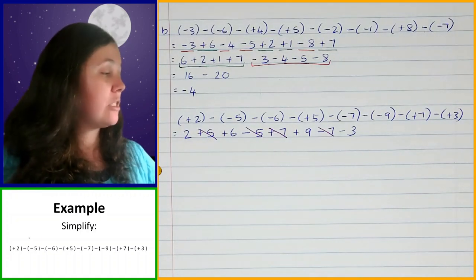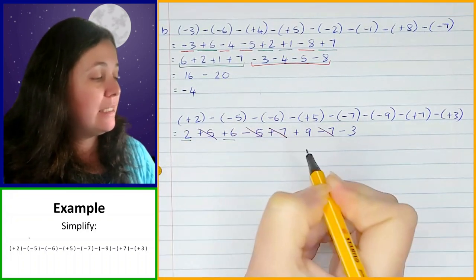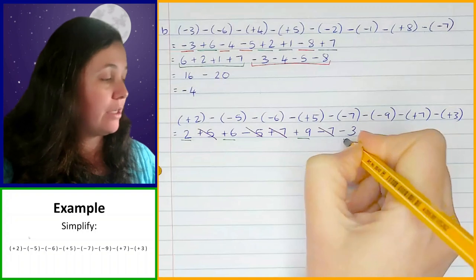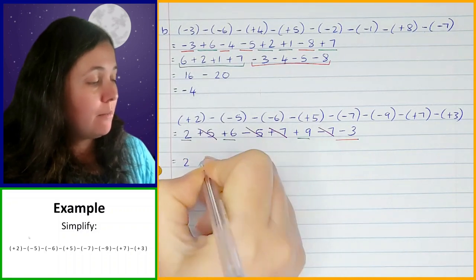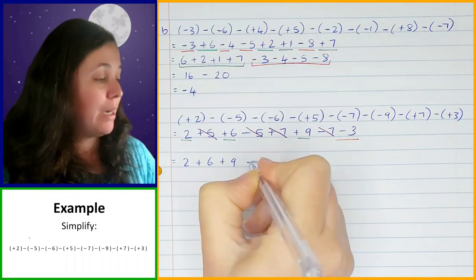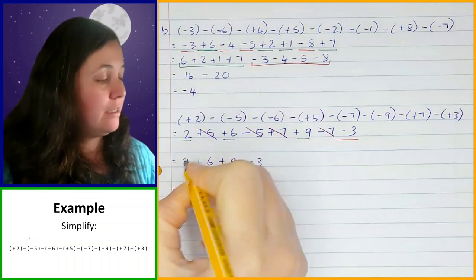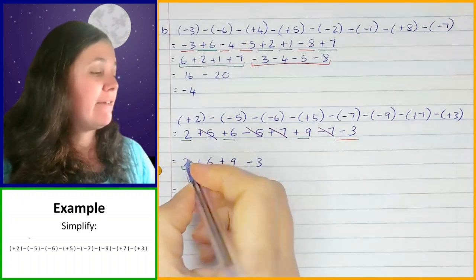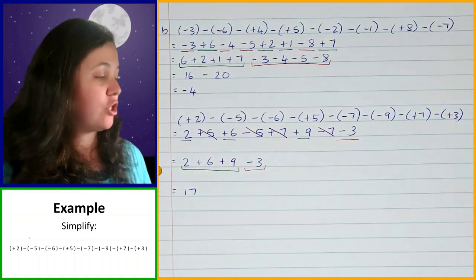Okay, so now let's identify all of our positive numbers. So I've got positive 2 and positive 6 and positive 9. And my negative numbers, I have just this minus 3 over here. So I'm going to write those with all the positives first. So I've got 2 plus 6, keeping the sign with it, and plus 9. And then I've got my only negative, which is that minus 3. And now I'm going to simplify that. So my positives over here, 2 plus 6 plus 9, 2 plus 6 is 8 plus 9 is 17, so that gives me positive 17. And this one and only little negative over here is not going to change, so it's just going to stay minus 3.